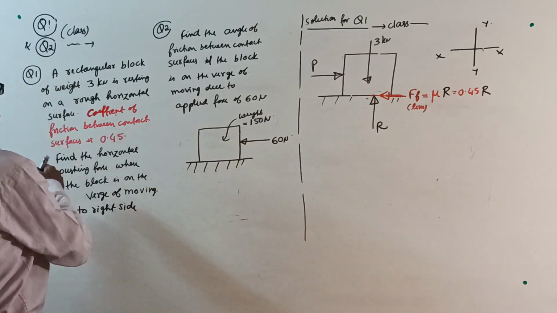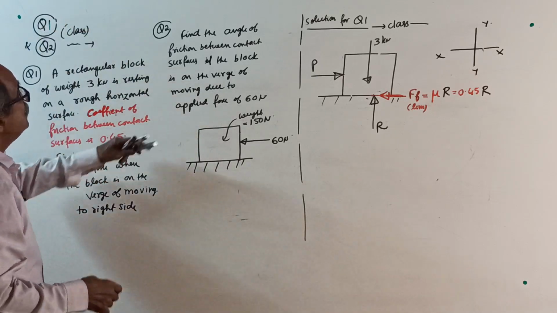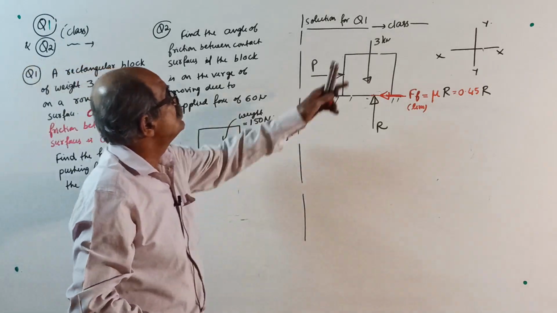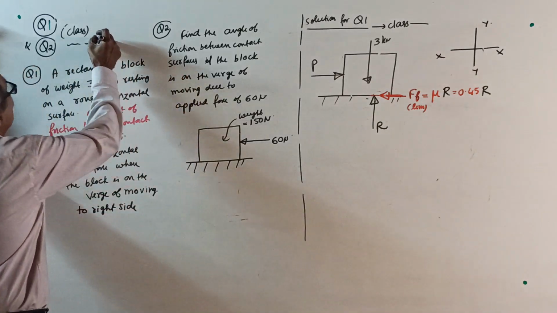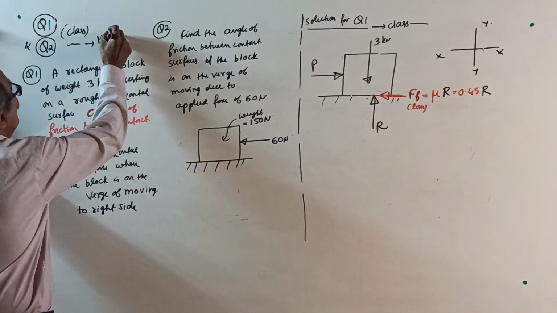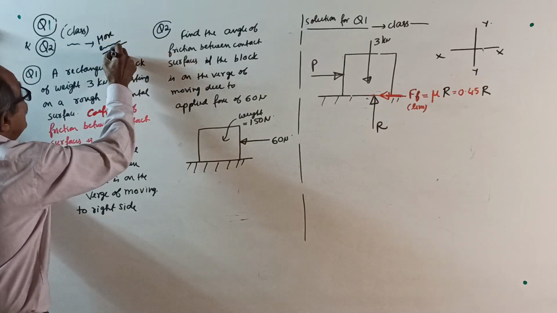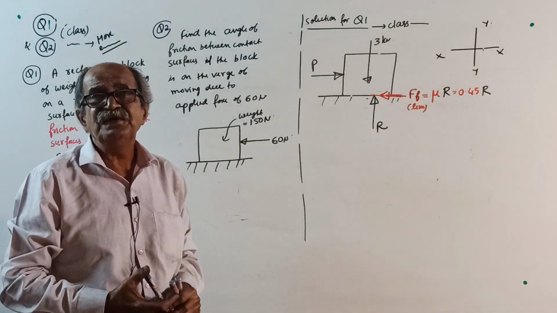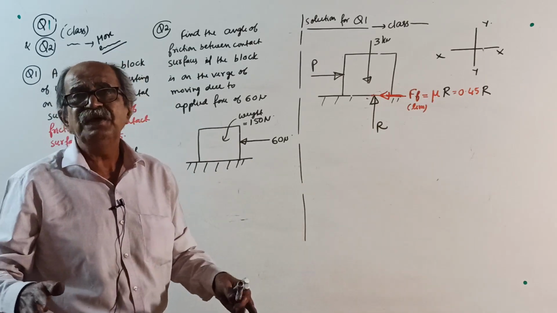Question 1 I gave in words. Question 2 I gave by a sketch. First solve question 1. Make a note, class. Some more explanation is pending. I will do it next time. Next class is very critical, where I will discuss more and more concepts. This is all I told today, just to understand.